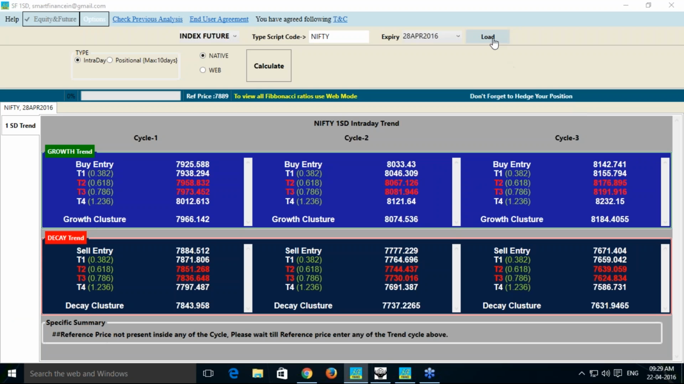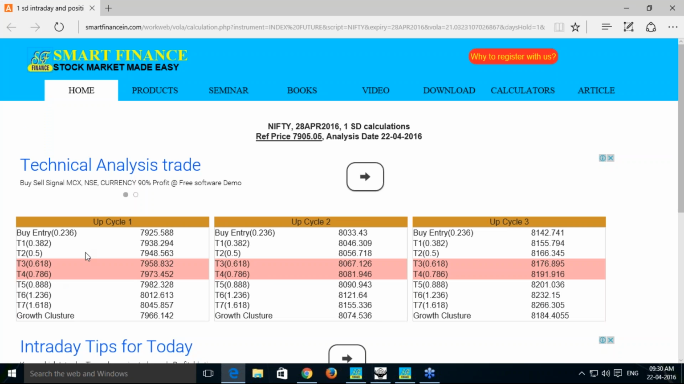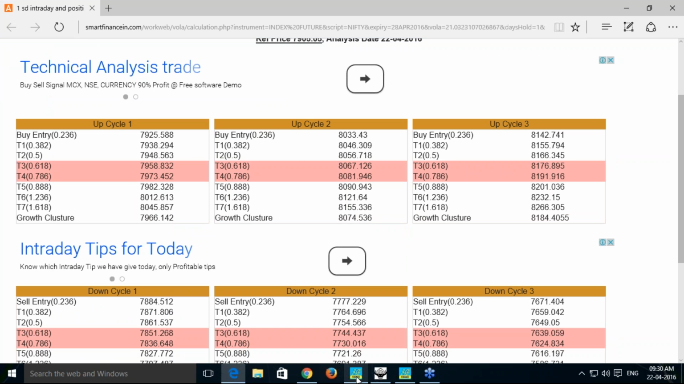There are two buttons in this particular software. To load the data, you have to select the instrument. I have selected Nifty, loaded data, and calculate. It has two modes, native and web. Whenever you select web and calculate, the outcome opens in a web browser. We have a couple of ratios missing here, which we have put in the web mode because this screen is limited, so 0.5 and 0.1236 are not there, but you can find them here.